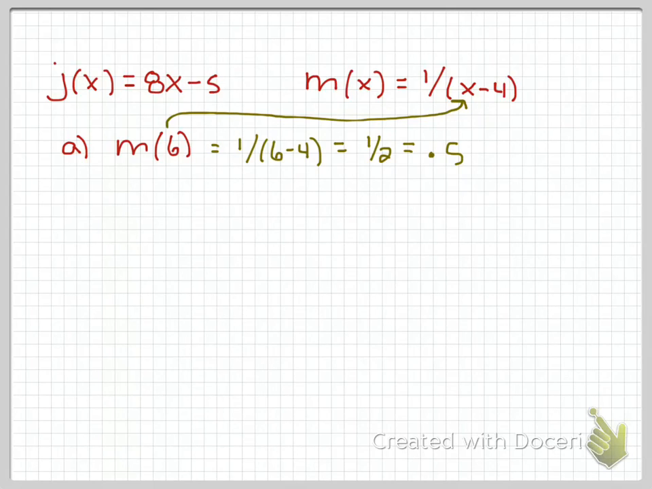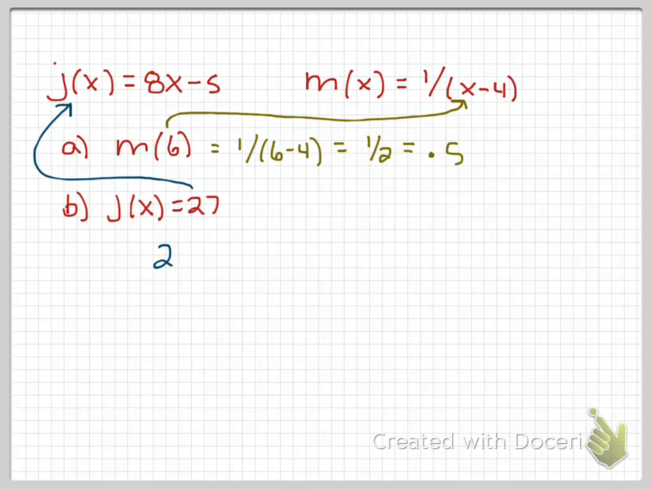Okay, part B. Part B says that I have j of x equals 27. Now in this case, remember these are a little different. For these type of problems, they're giving us the output. So I take the output and I plug it in for my j of x. So really what it is telling me is I have 27 is equal to 8x minus 5.